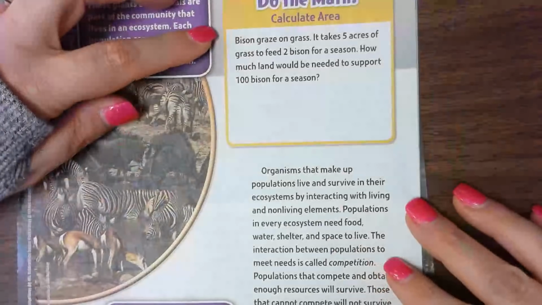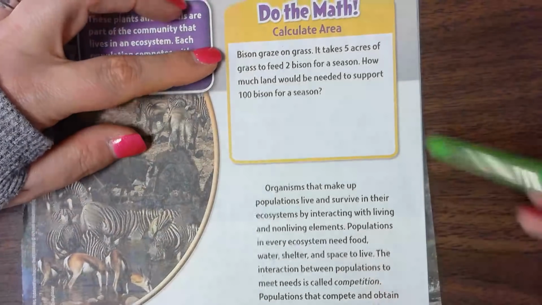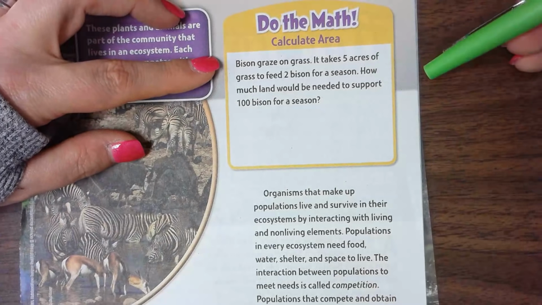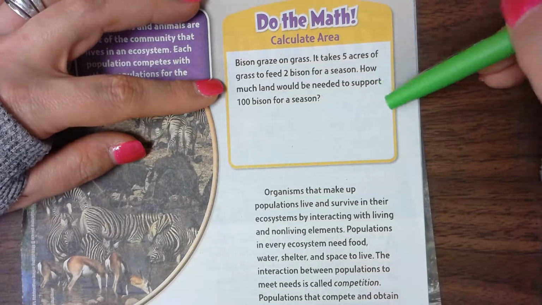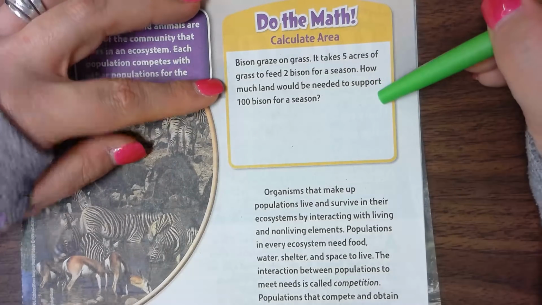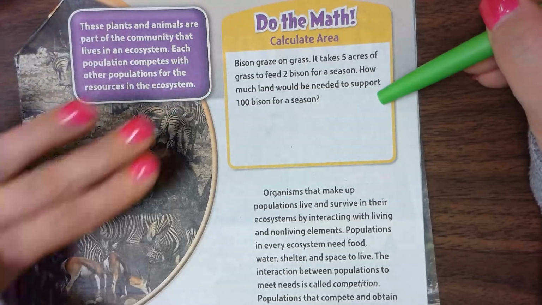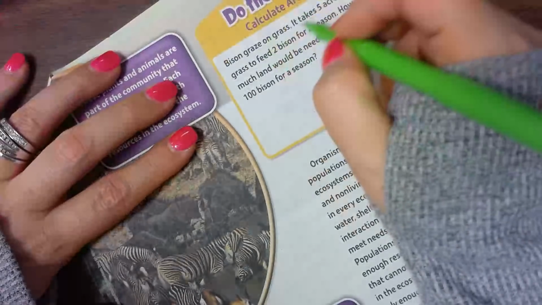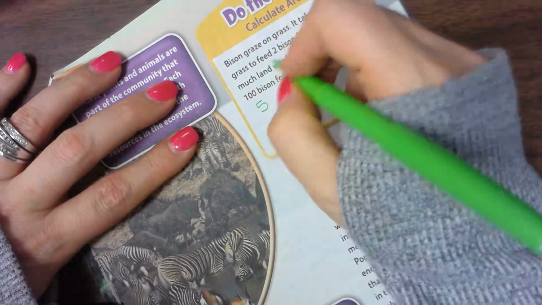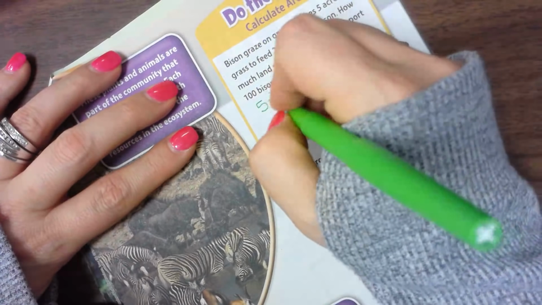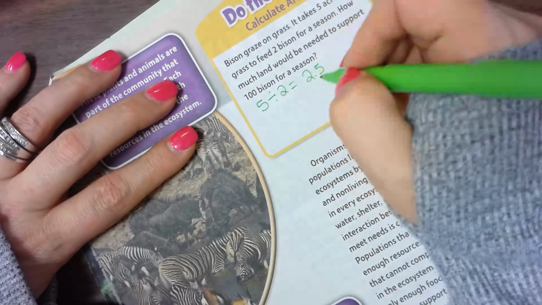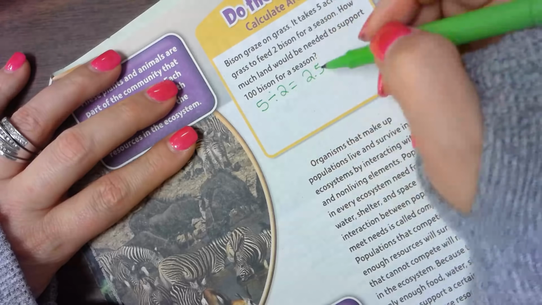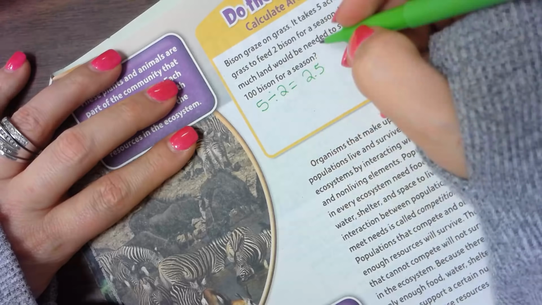All right, do the math. Well, we'll try. Bison graze on grass. It takes 5 acres of grass to feed 2 bison for a season. How much land would be needed to support 100 bison for a season? Okay, I'm tired, but I'll try. All right. So 5 acres feeds 2 bison. So I can divide that, and I get 2.5. So 1 bison can eat on 2.5 acres of land.